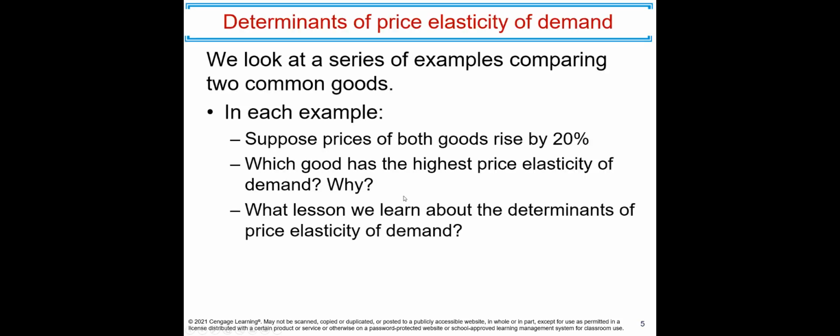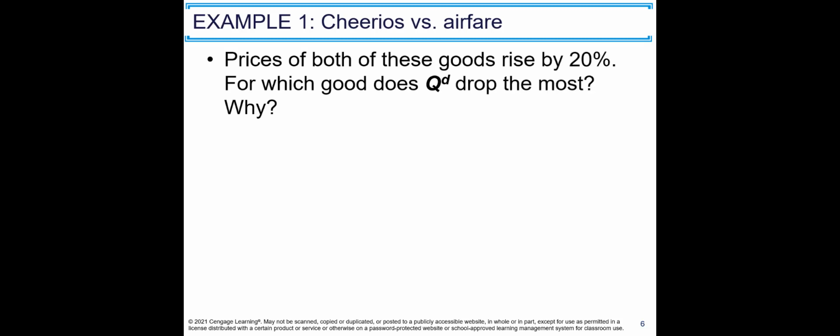So we look at a series of examples in the following slides comparing two common goods. In each example, I want you to think about, suppose prices of both goods rise by 20%. Which good has the highest price elasticity of demand? That means which good is the most sensitive to a price change and why? And what lessons we learn about the determinants of price elasticity of demand. Let's start with the first example, Cheerios versus airfare. Let's assume prices of both of these goods rise by 20%. For which good does quantity demanded drop the most and why?